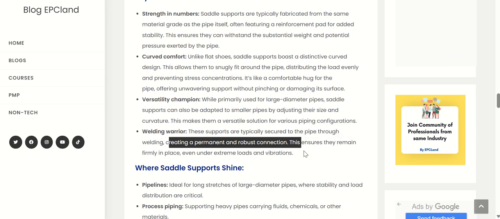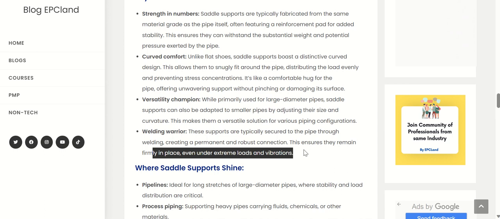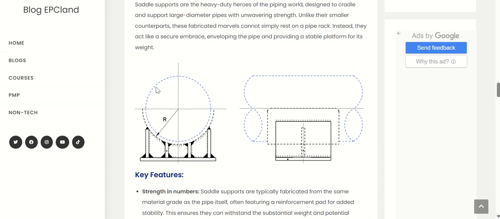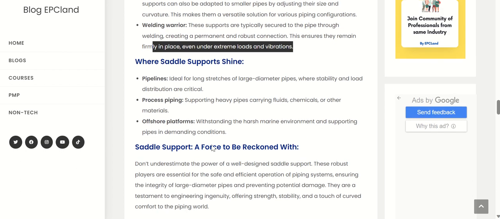This ensures they remain firmly in place even under extreme loads and vibrations. So very large sizes, curvature is there, and once welded, it is part of the pipe. Any vibration will be transferred to the secondary support. These are acting as an intermediate connection between the pipe and the resting support. They are absorbing such vibration, hence the system will be more stable.